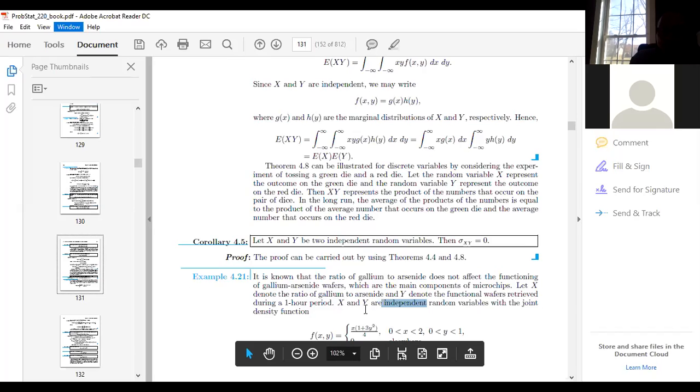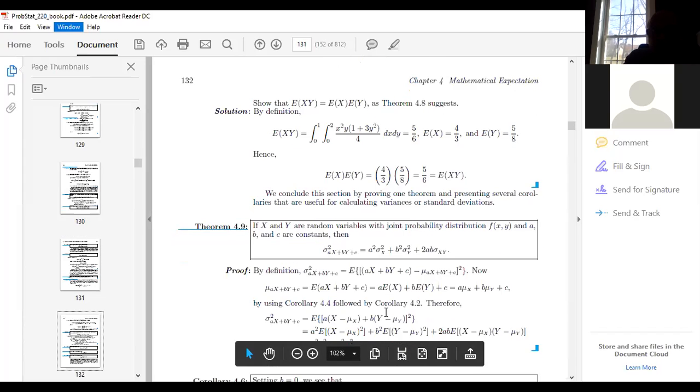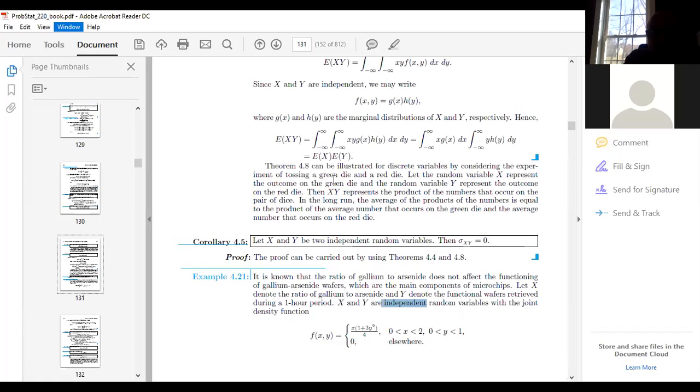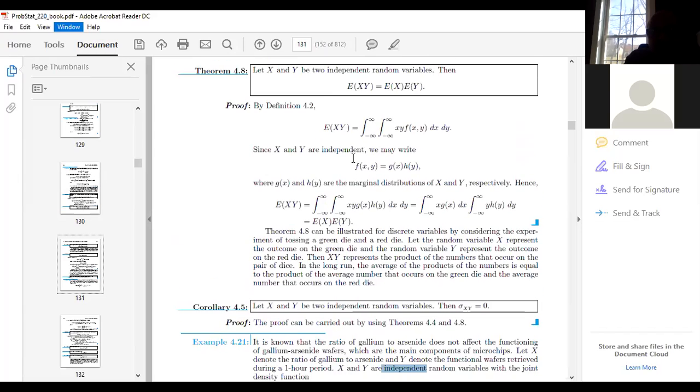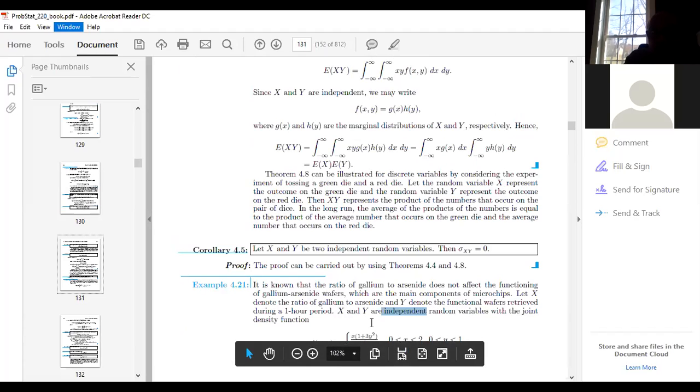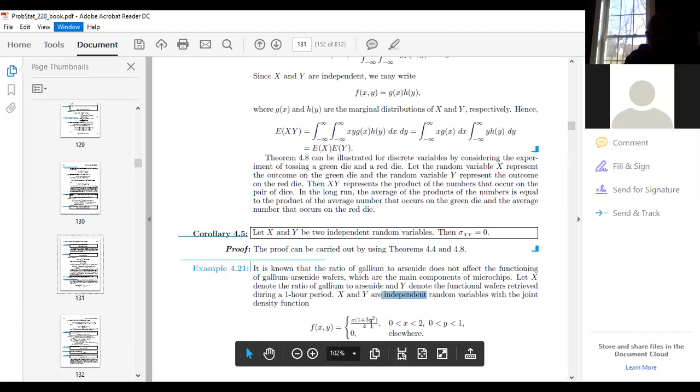So let me write it down. Please keep this in mind and read the example too. The example says that E of XY equals E of X times E of Y. We need to double check this definition, E of XY equals E of X E of Y, for this particular example. Let me write this down on my whiteboard: x over 4 times 1 plus 3y squared, where x lies between 0 and 2, y lies between 0 and 1, otherwise 0.